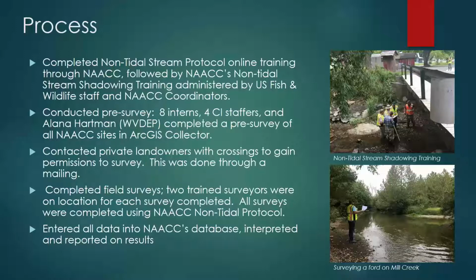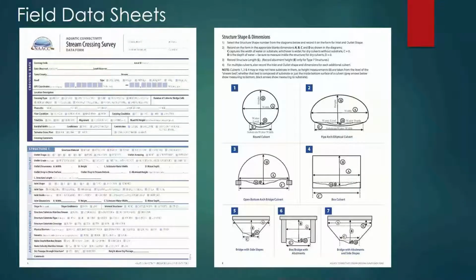Before I get into the results, I wanted everyone to see the field data sheets we utilized. These were developed by NAACC, and they're pretty extensive. On the data form on the left, you can see for each crossing, we fill out crossing data, which includes lat long, things like the constriction of the stream, the crossing condition itself, the alignment of the stream to the crossing, whether or not there's a tailwater scour pool, and road fill height, which directly correlates with the cost to replace a crossing.